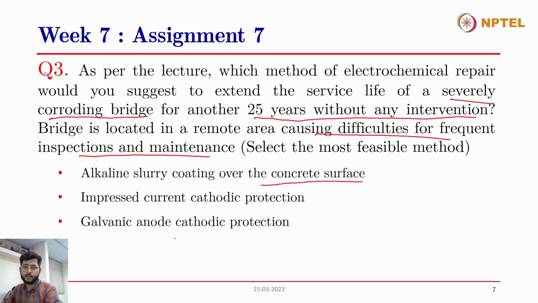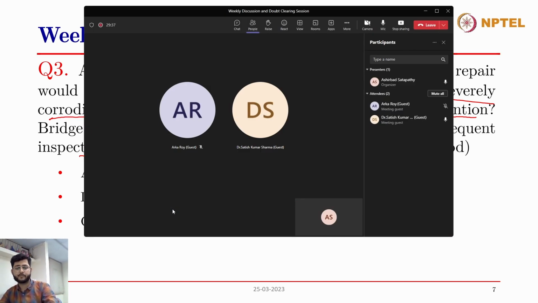Which of these protection systems would you like to implement in such a severely corroding bridge, which we require to prolong the service life by another 25 years without any intervention, and the bridge is located in such an area that there is difficulty in frequent inspections and maintenance? Can somebody answer this question?